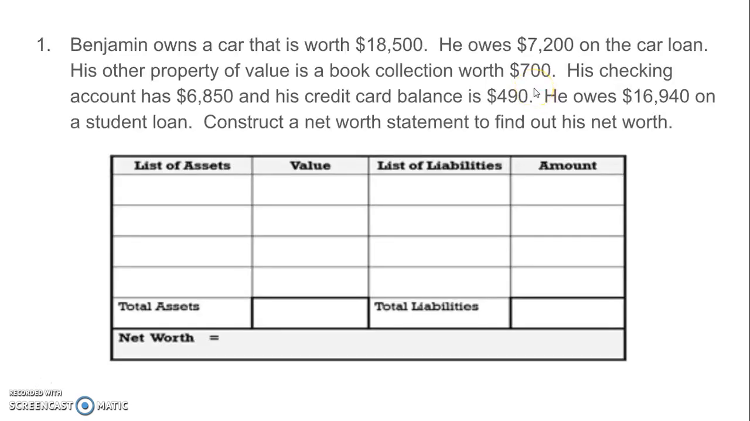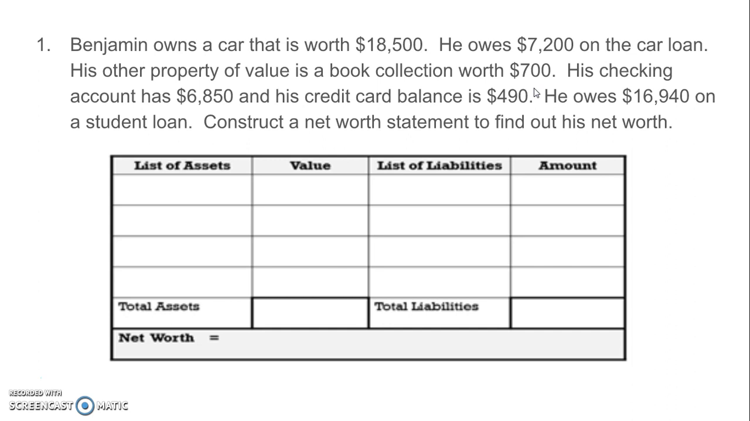So we have 5 questions to do and 5 tables to complete. Let's go ahead and get with number 1. Benjamin owns a car that is worth $18,500. He owes $7,200 on the car loan. His other property of value is a book collection worth $700. His checking account has $6,850, and his credit card balance is $490. He owes $16,940 on a student loan. Construct a net worth statement to find out his net worth.